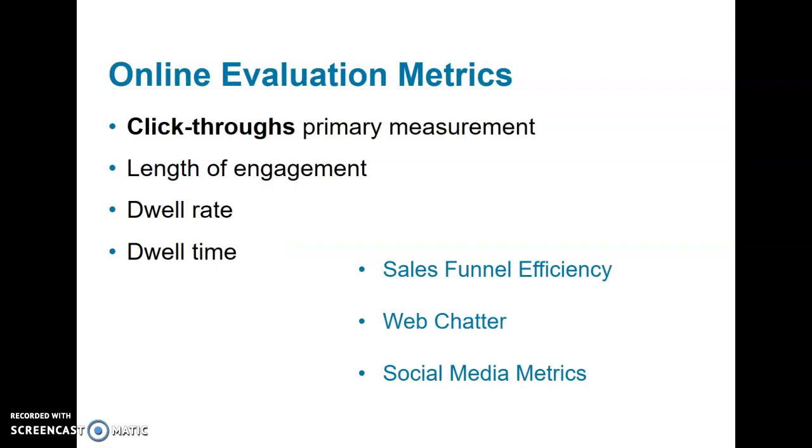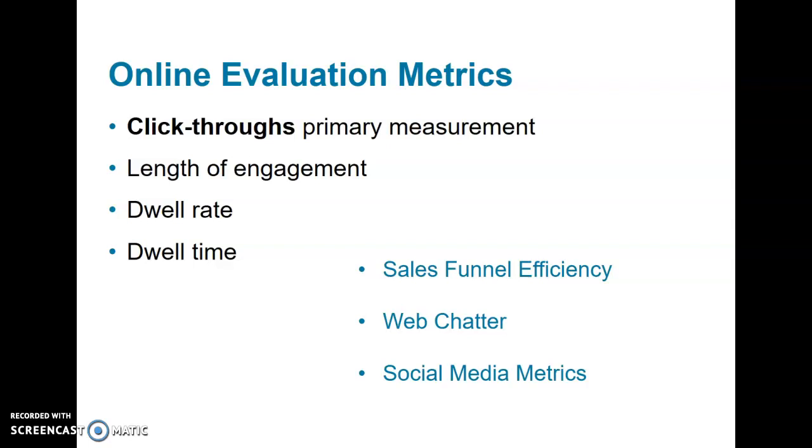The online environment provides a number of metrics that cannot be obtained with other media, especially so quickly. Web metrics can be attained in almost real time. The primary measure of online ads is click-throughs, which is the number of people who click on an ad and go to the website. The length of engagement is a newer metric that measures how long a person stays at a website regardless of where they are on the site.